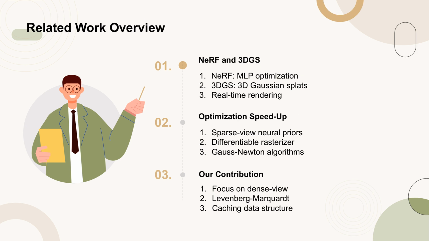In recent years, novel view synthesis has been widely explored, with neural radiance fields, NeRF, and 3D Gaussian splatting, 3DGS, being particularly successful. NeRF optimizes MLP weights through volume rendering, while 3DGS represents scenes as 3D Gaussians for real-time rendering. Various methods have aimed to speed up these processes, including using neural network priors for sparse view reconstruction and improving the differentiable rasterizer. Our work focuses on dense view and per-scene optimization, employing the Levenberg-Marquardt algorithm with a caching data structure to accelerate 3DGS optimization.